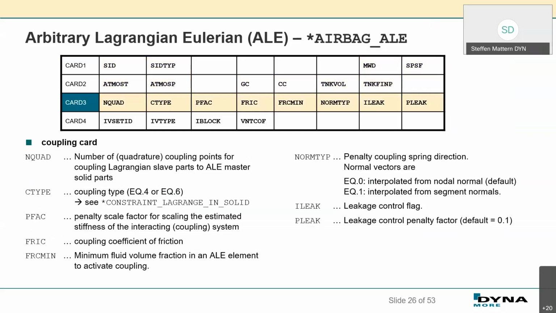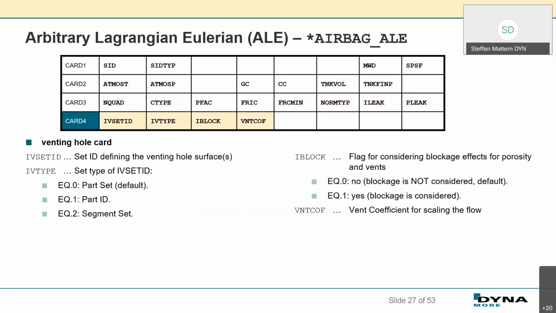Card 3 contains some specific settings for the coupling of ALE with Lagrangian parts. If you are used to ALE in LS-DYNA, these similar options are also available in the keyword constrained Lagrangian solid. So this would be the connected keyword to this card here. Card 4 allows the definition and the characterization of vent holes. So you can define dedicated parts or part sets to be considered as vent holes where leakage is allowed.